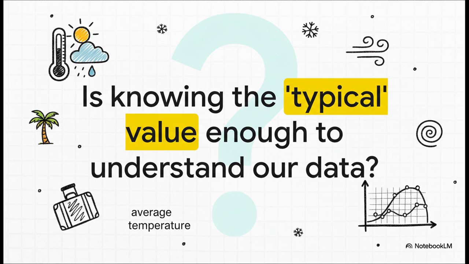So, we've found the center. We're done, right? Not so fast. If I told you that two cities have the exact same average temperature, would you know what to pack for a trip to either one? Absolutely not. One could be mild all year round, and the other could have scorching summers and freezing winters. The average doesn't tell the whole story.